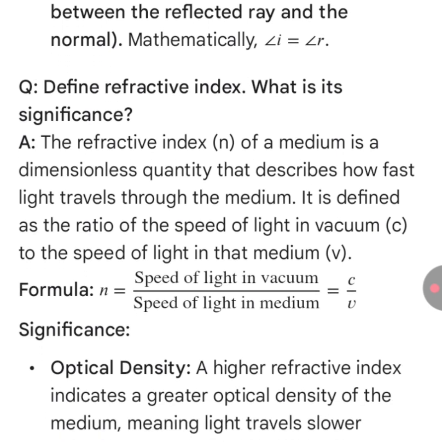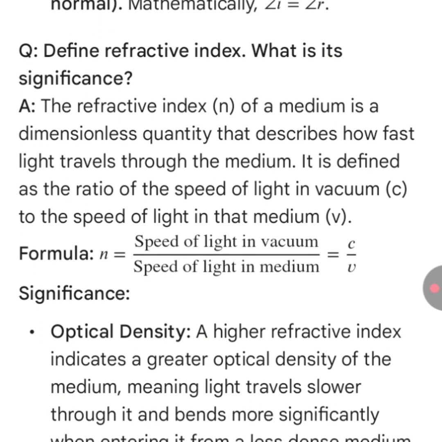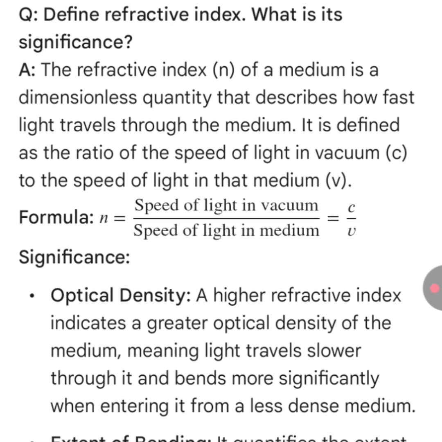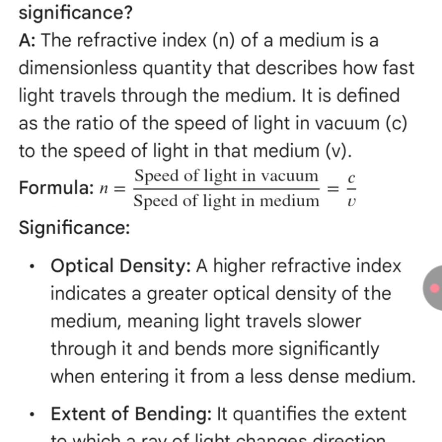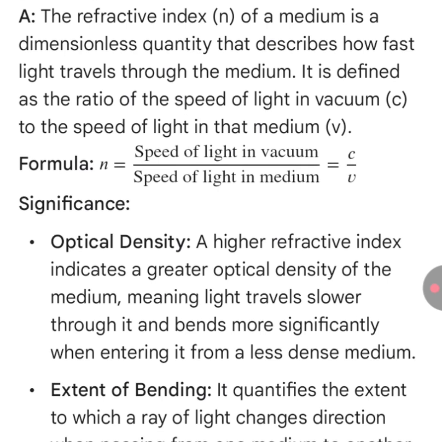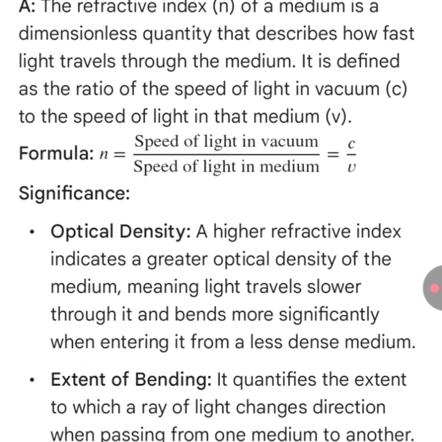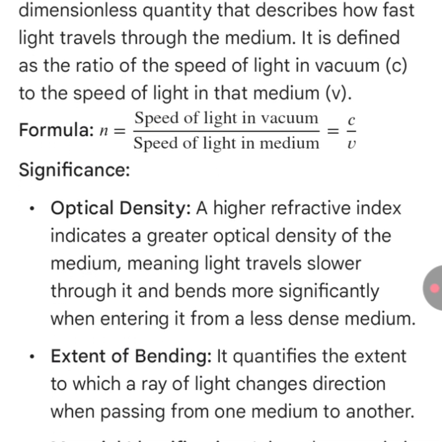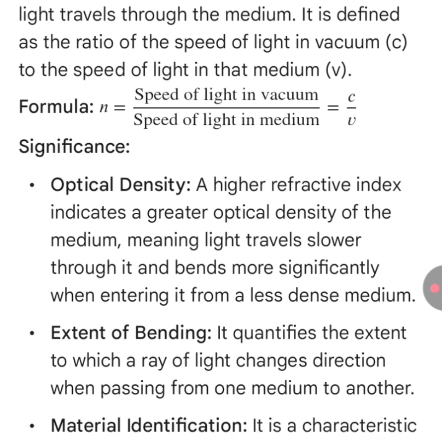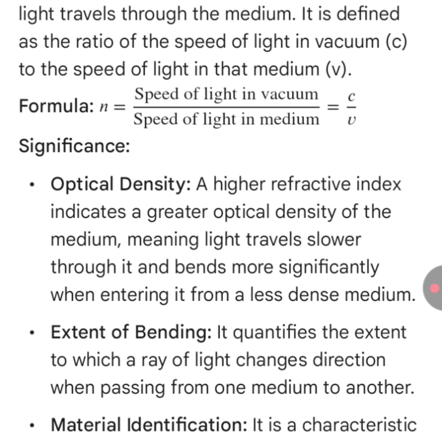Q. Define refractive index. What is its significance? A. The refractive index n of a medium is a dimensionless quantity that describes how fast light travels through the medium. It is defined as the ratio of the speed of light in vacuum c to the speed of light in that medium v. Formula: n = speed of light in vacuum / speed of light in medium = c/v.